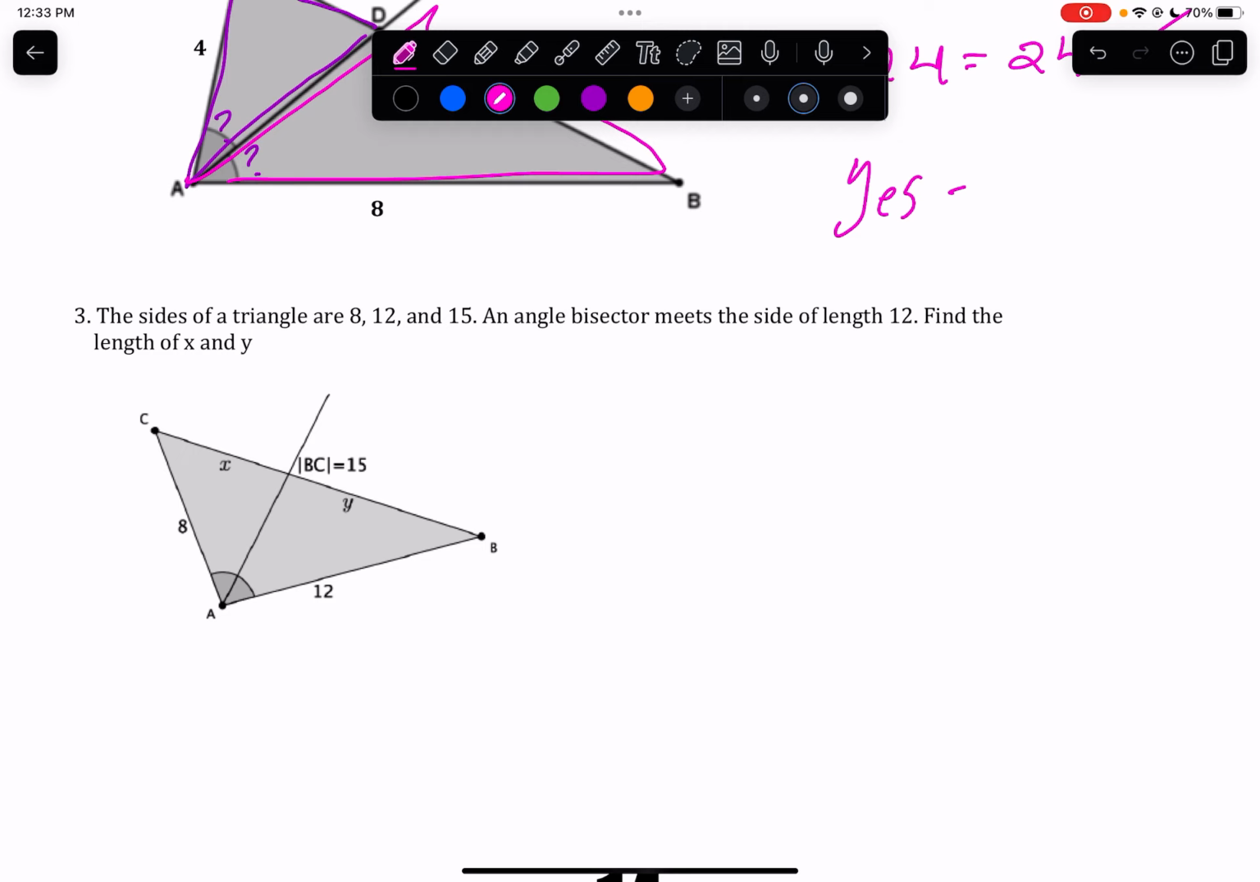Number 3, the sides of a triangle are 8, 12, and 15. An angle bisector meets the side of length 12. Find the length of X and Y. Okay, there's a typo here. It meets the side of length 15, right? Because what we're looking at, this angle bisector, is splitting the side of 15, not the side of 12. So we need to find the length of X and Y.